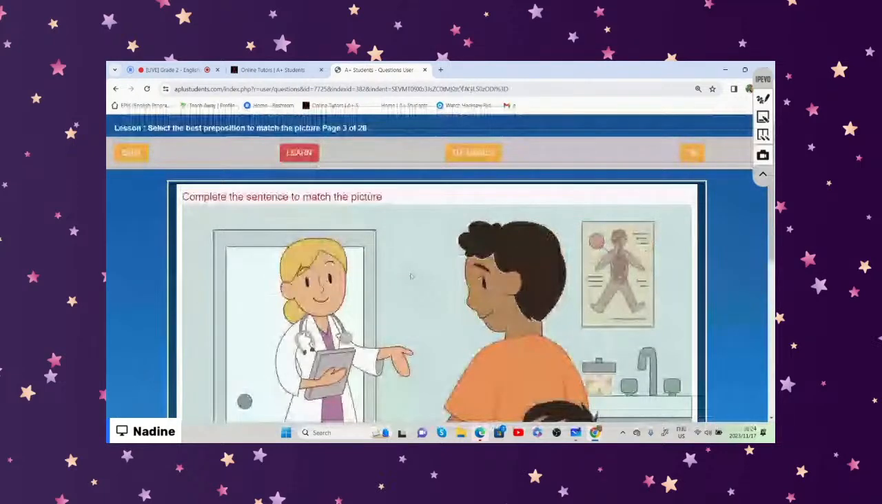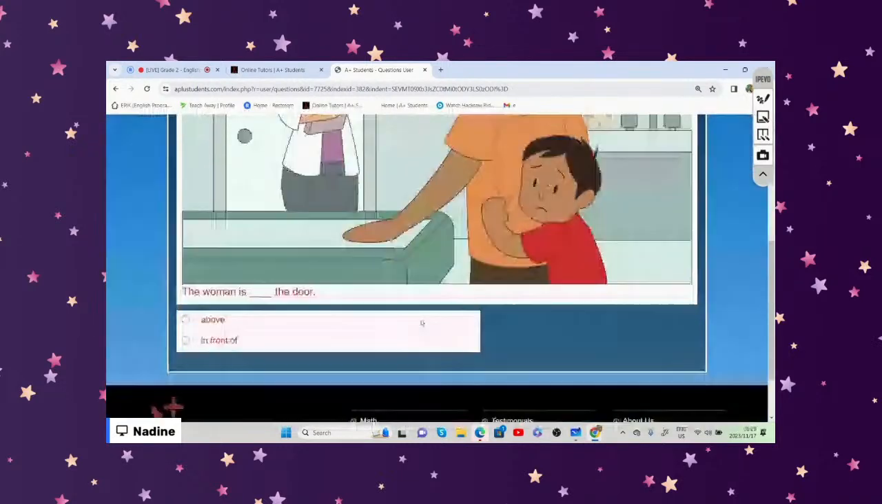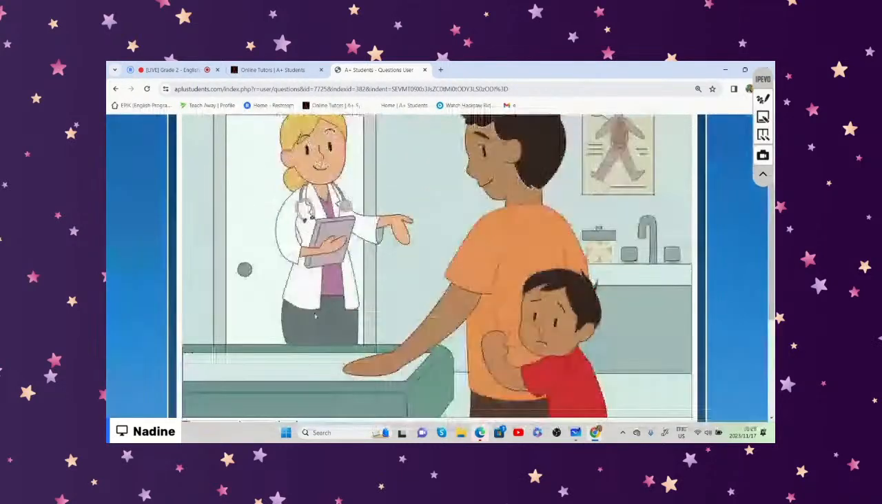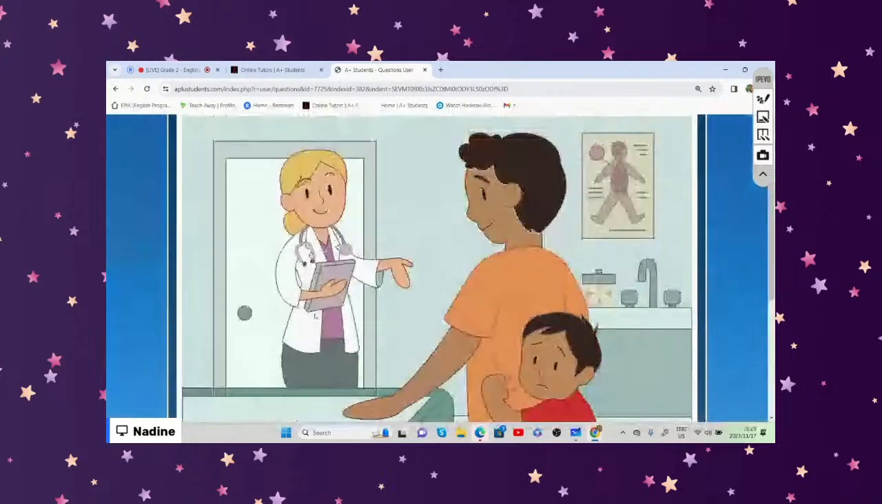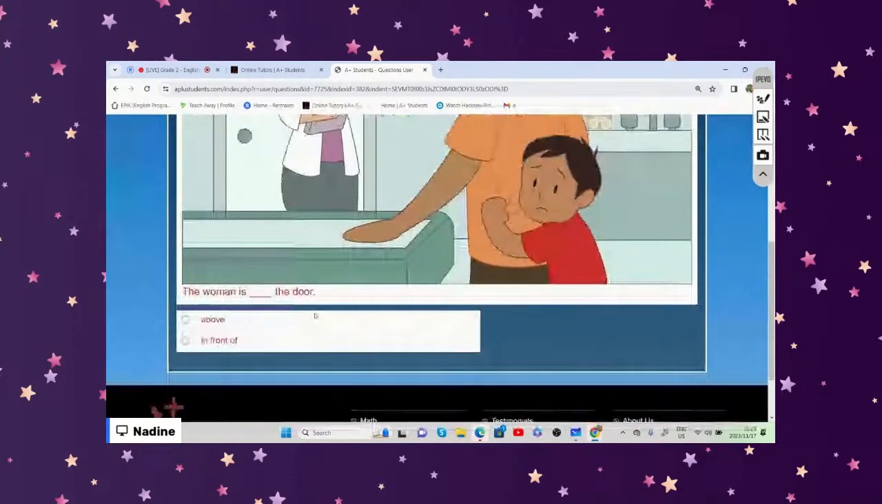Well done. We need to complete the sentence that matches the picture, right? The woman is the door. So where specifically is the woman standing? Is it above the door or is she standing in front of the door? So above the door or in front of the door.